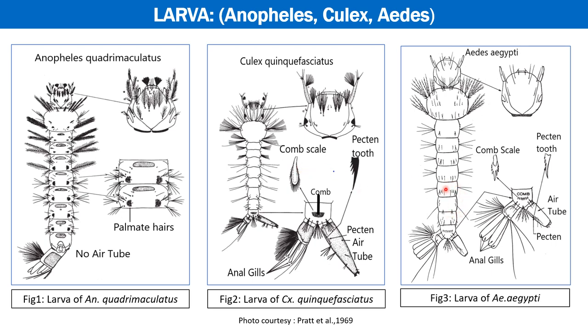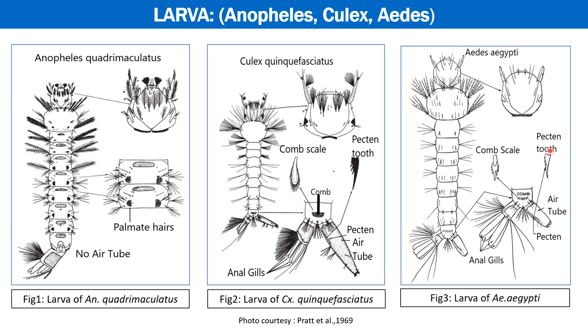Figure 3 is the structure of the larva of Aedes aegypti. Here also, there are comparatively fewer hairs and brushes than in Culex quinquefasciatus and Anopheles quadrimaculatus. There are no palmate hairs on the body, but there is an air tube or respiratory tube with pectin teeth on its surface, and a single row of comb scales on segment number 8. This is the structure of the comb scale and of a single pectin tooth of Aedes aegypti.